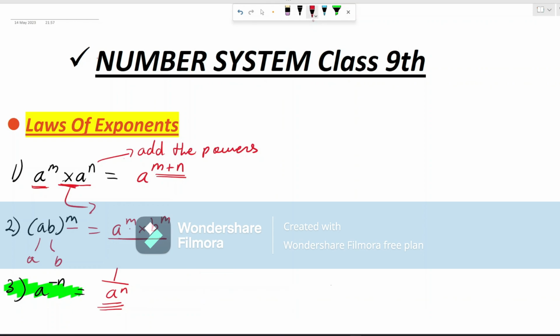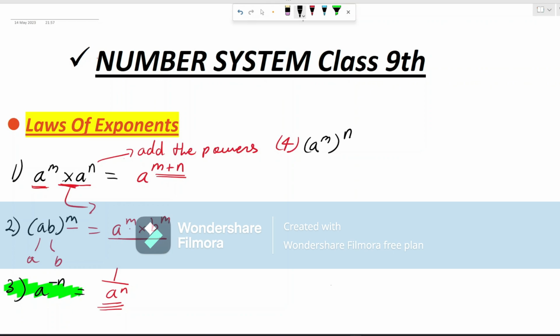So these are our three rules. Now there is the fourth one. Here it is. Fourth, which will give you a to the power m, bracket n.